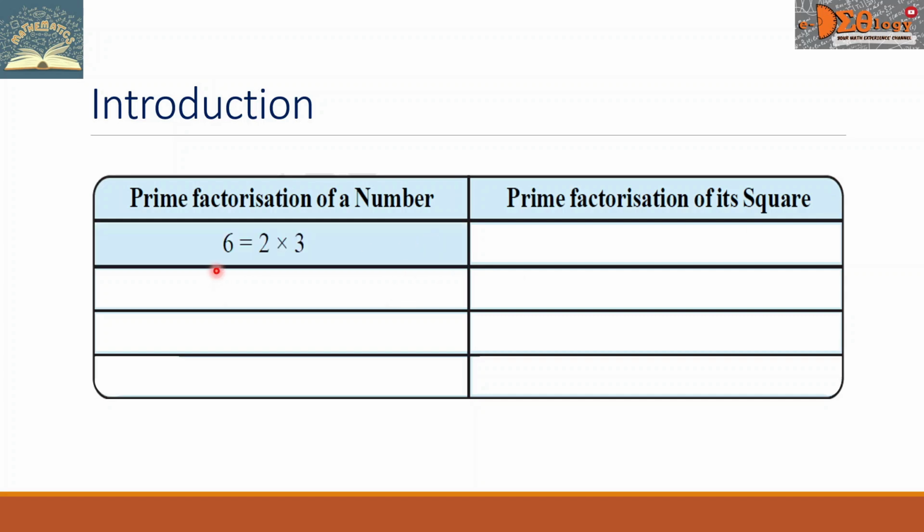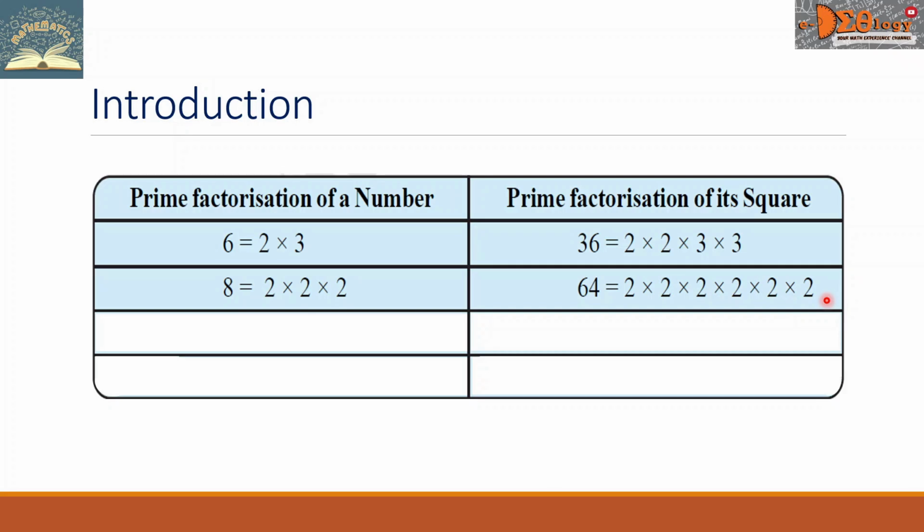Let's have one example, that is the number 6. The prime factors of 6 are 2 times 3. The 6 has a square of 36. Now the prime factors of 36 are 2 times 2 times 3 times 3. Another example, the number 8. The prime factorization is 2 times 2 times 2. 8 square is 64, and the prime factorization will be 2 times 2 times 2 times 2 times 2 times 2.